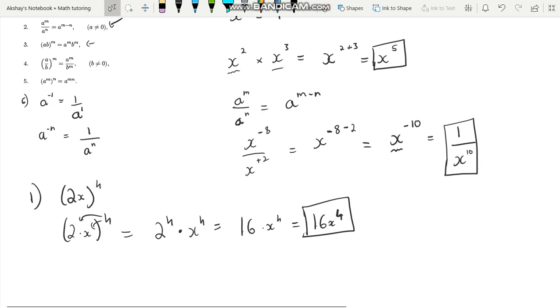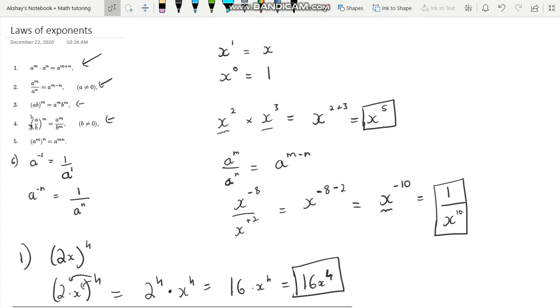Okay. Our next exponent law, we have a divided by b to the power m is equal to a to the power m divided by b to the power m. Again, we use our fraction method where we apply the exponent to each of our variables, our denominator and our numerator. With our exponent, we have to apply it to that base of a or b. Hence, we have a to the power m divided by b to the power m, just like our third exponent law.